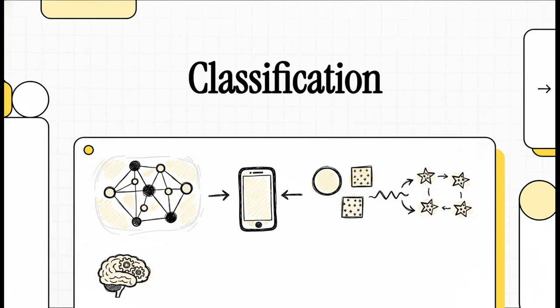Welcome to the Explainer. There's this hidden engine that powers so much of our digital world, and today we're going to break it down. It's called classification, and it's how machines learn to sort, categorize, and basically make sense of everything from your emails to medical scans.